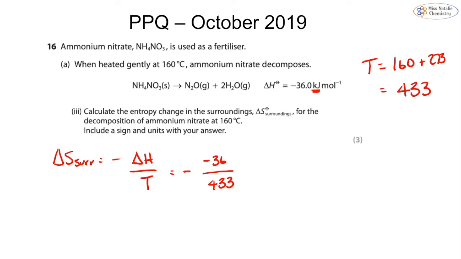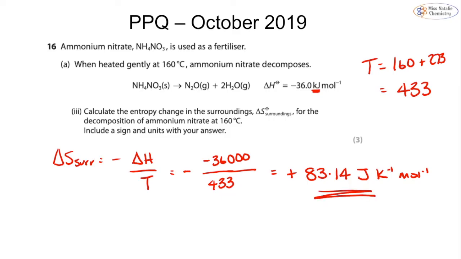Now, I'm going to convert it at the start, so I'm going to actually turn this into 36,000 to make this joules per mole, divided by 433, and that gives me a value of positive 83.14 joules per Kelvin per mole. Okay, notice again, our 2 negatives are going to cancel each other out, and then that gives you your 3 possible marks.